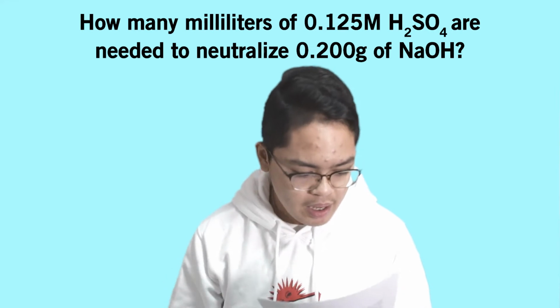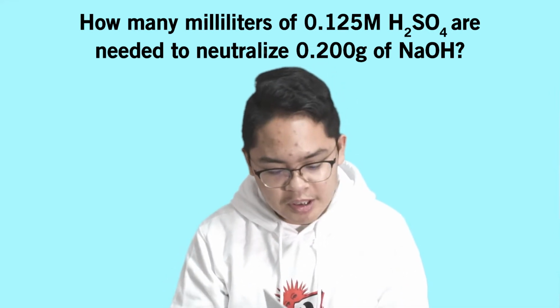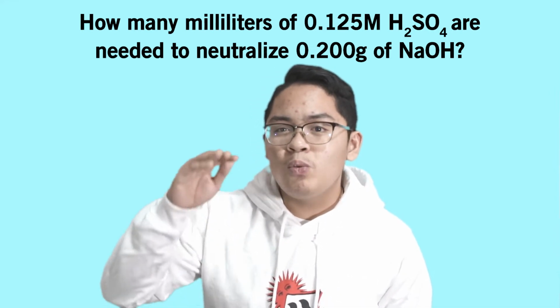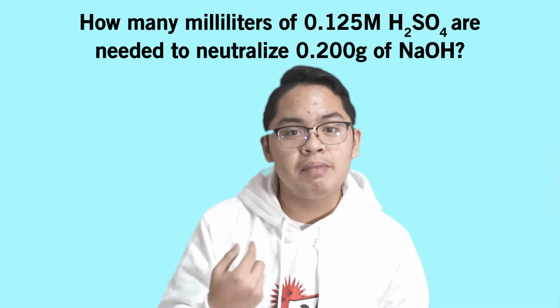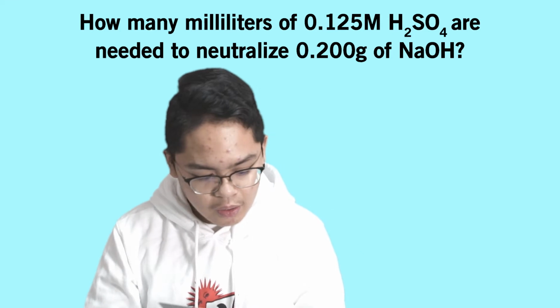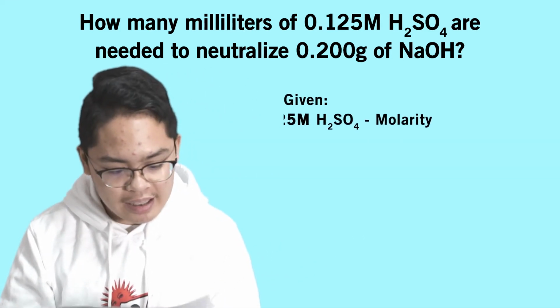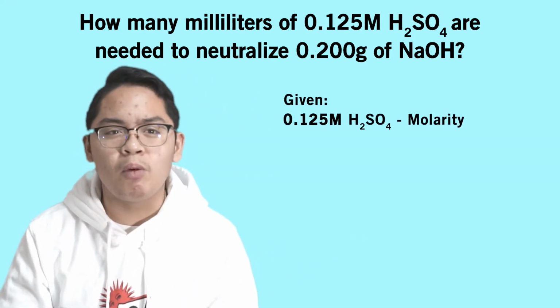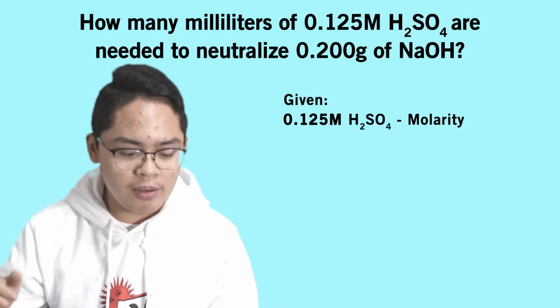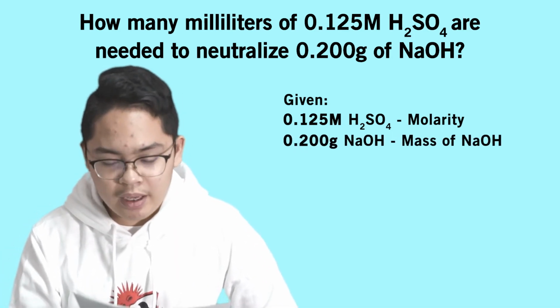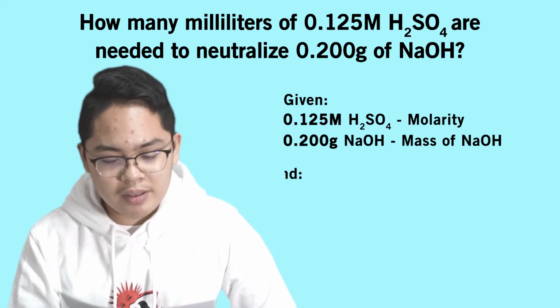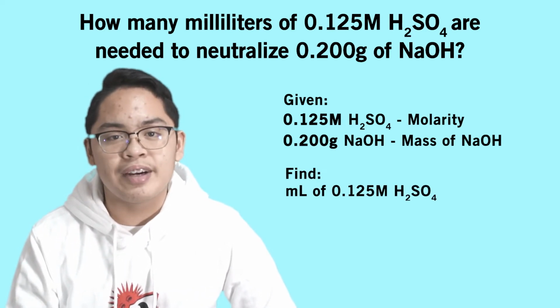So first up, let's list out the given of our problem to make it a bit easier for us. We see it organized over there and it makes it a bit easier for us to solve, and that's my tip from me to you. So we have the molarity of sulfuric acid at 0.125 M, or moles per liter if you want to make it a bit formal, and the mass of sodium hydroxide at 0.200 grams. And what is to be found in the problem is the number of milliliters of sulfuric acid.